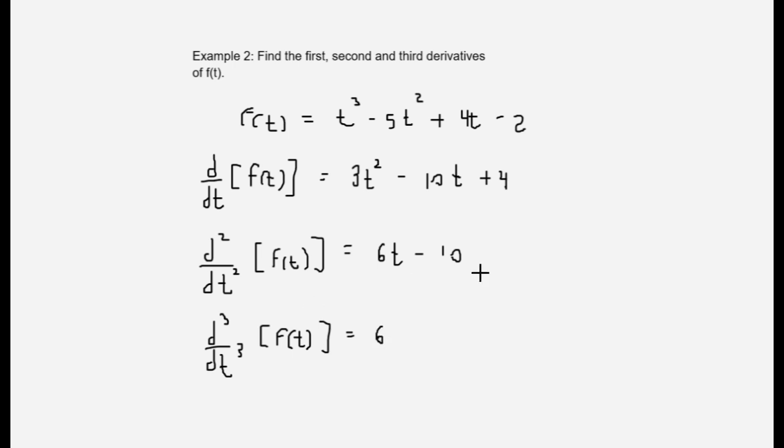So these two examples show how we can use Lagrange's notation, and this one, the Leibniz notation. So I hope this was helpful, and see you next time.